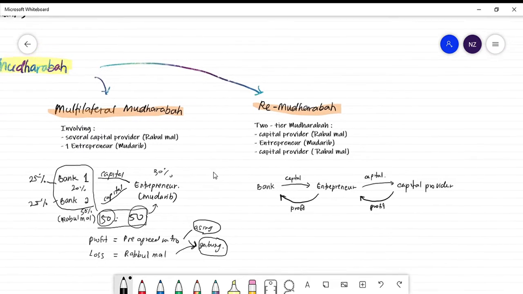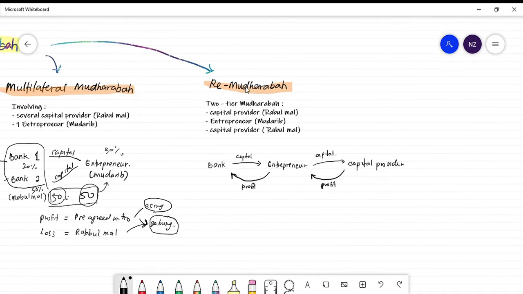And then next is re-Mudharabah, which involves 2-tier Mudharabah. It means he makes a Mudharabah with bank A, then suddenly makes another Mudharabah with another capital provider. So this is what re-Mudharabah means.